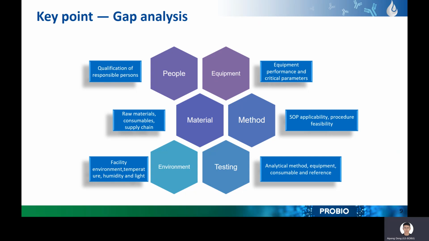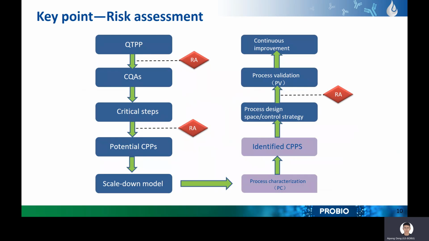We can analyze gaps from six aspects: people, equipment, materials, methods, environment, and testing. After the gap analysis, the third key point, risk assessment, should be conducted. As we can see, risk analysis is throughout the whole process of the technology transfer, especially in CQA and CPP evaluation and process validation.